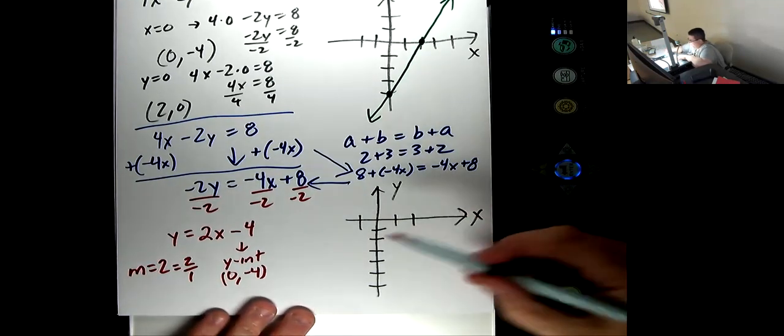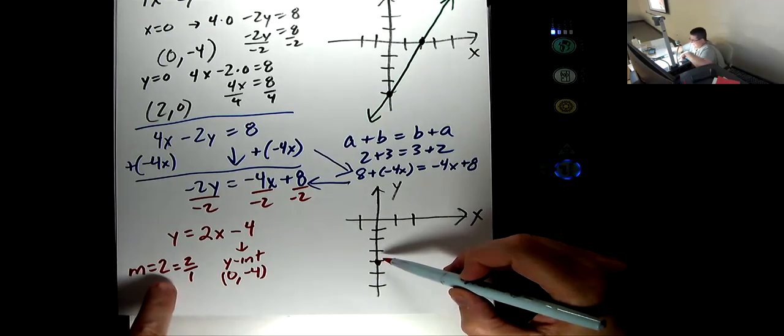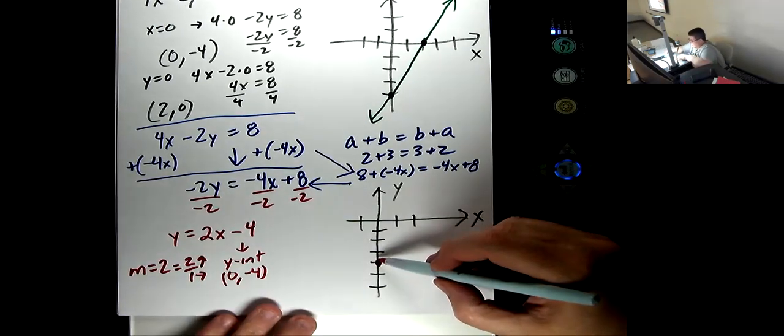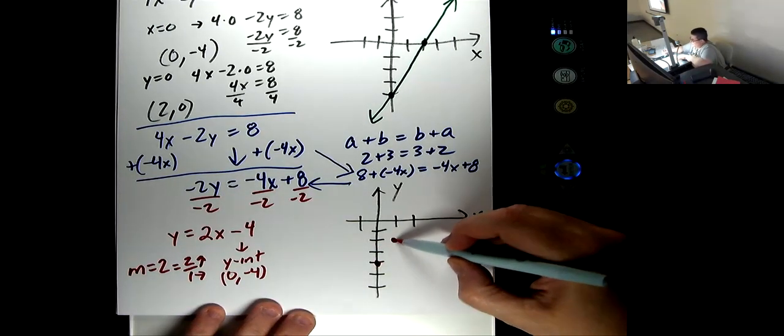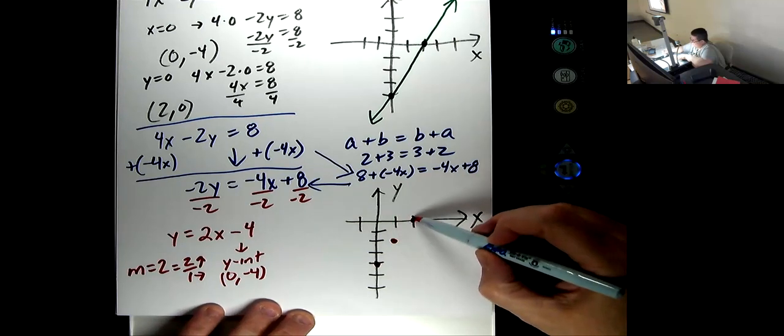So 0, -4, start off down here. This is my up 2, right 1. So I go up 2 and I go right 1 and I put a point. And I can go up 2 more and right 1 and put another point.